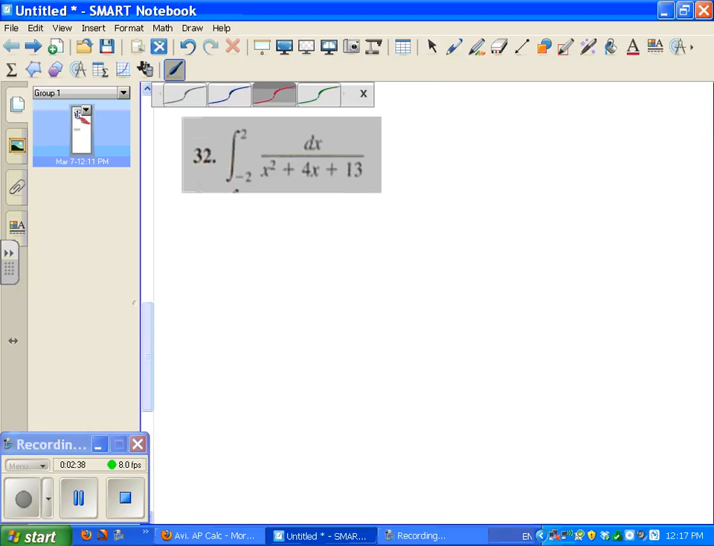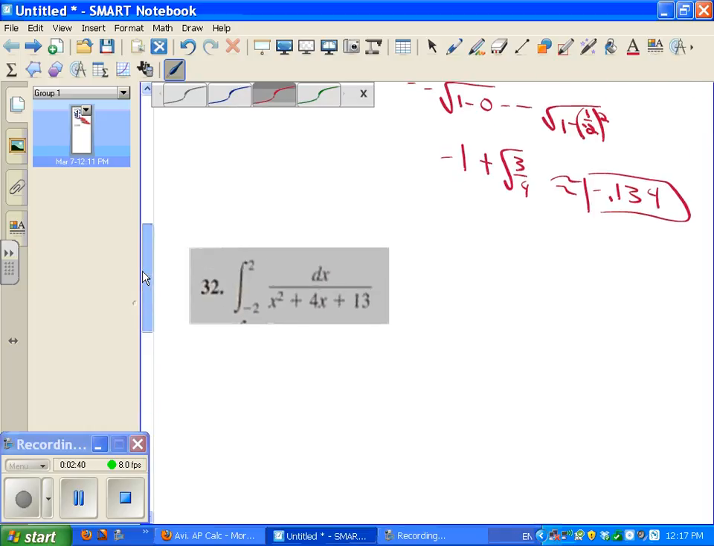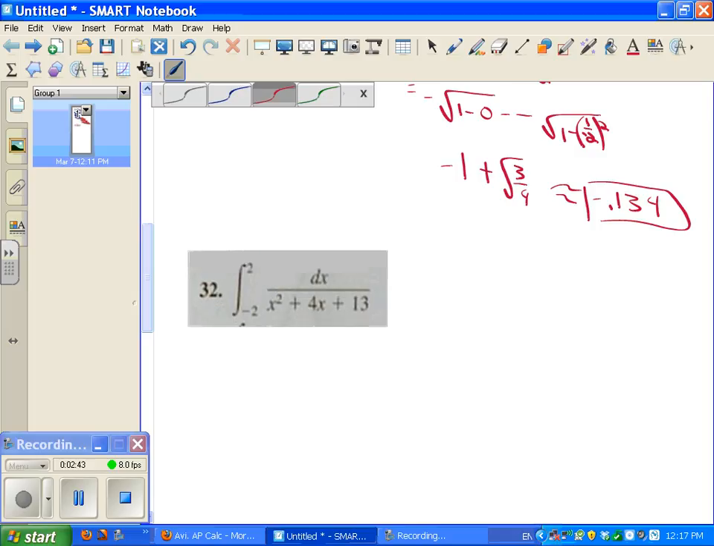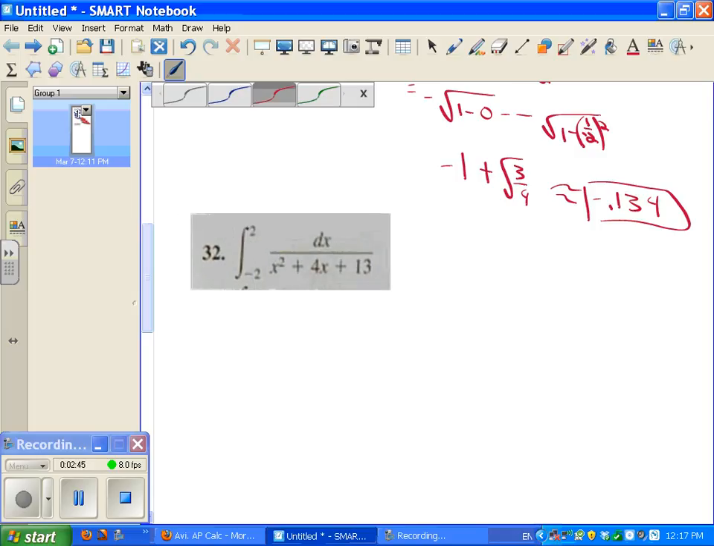32 looked a lot more like our example from yesterday with the completing the square, and it was in the completing the square section, except this one was definite, so it means I'm going to have to plug stuff in at the end. But basically, I want to complete the square down here, so I do not want this to be a 13. I would prefer that to be a 4. So I can't just change the value of the problem, but I can change the way it looks. So I'm going to go x squared plus 4x plus 4, and then so that that still remains 13, that means that I'm going to have a plus 9 out here. And now I'm going to factor that part.